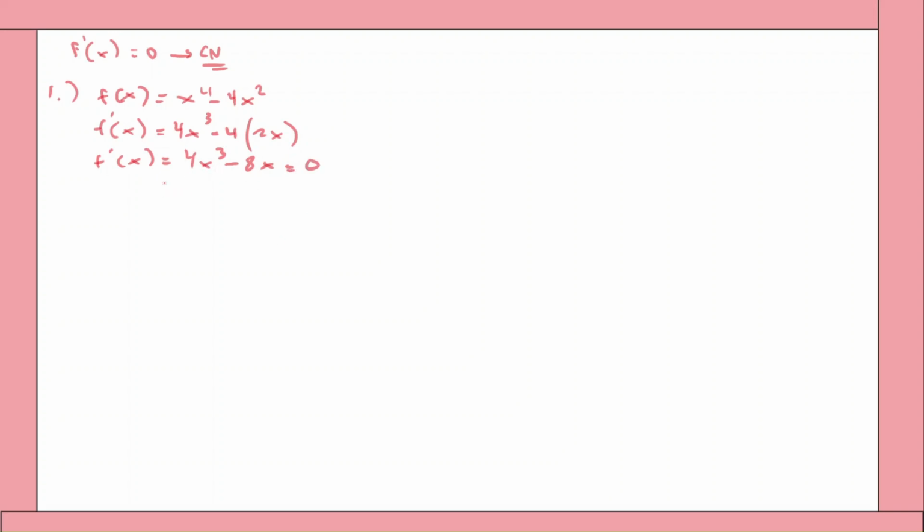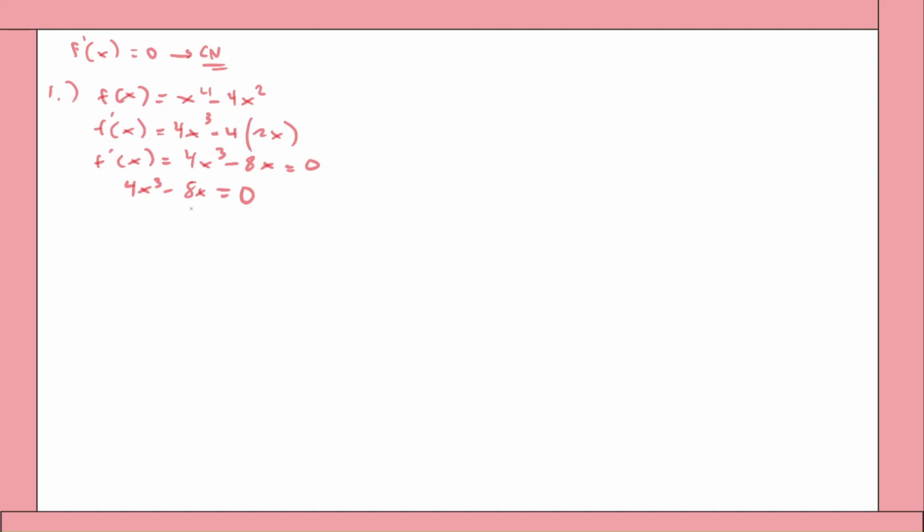Okay, so first let's rewrite this. Okay, so we can rewrite this as 4x cubed minus 8x equal to 0. And when you get rather good at this, you can kind of just go from this step and just start doing stuff. But when you're first starting out, good to rewrite it first.